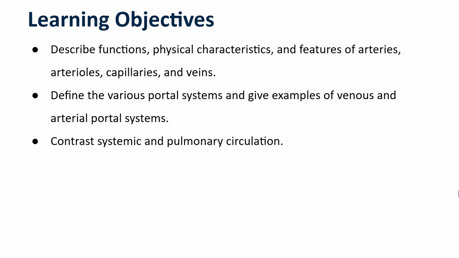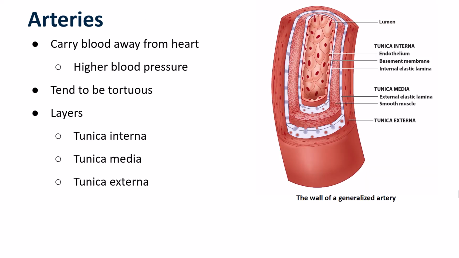We'll also define the various portal systems and give examples of both venous and arterial portal systems. Finally, we'll contrast systemic versus pulmonary circulation. So let's begin our study with that of the arteries.